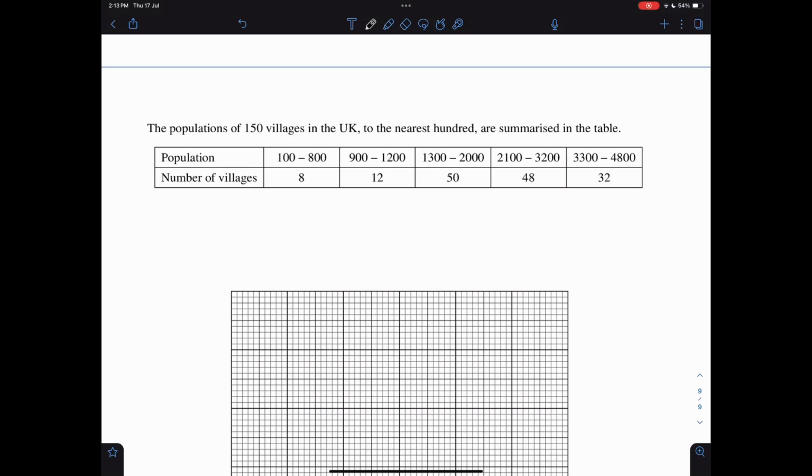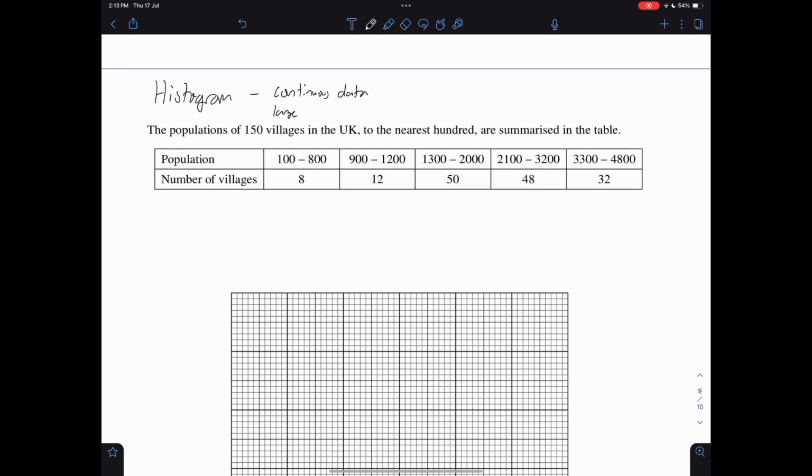Another graph you need to know how to draw is a histogram. This is for continuous data. However, in large samples of discrete data, we can cheat in a way and group them and draw and represent them in a histogram.